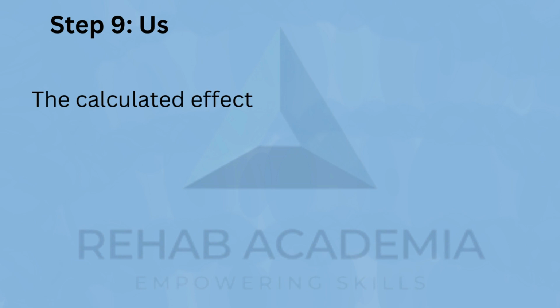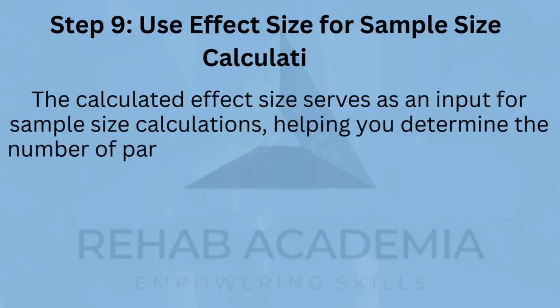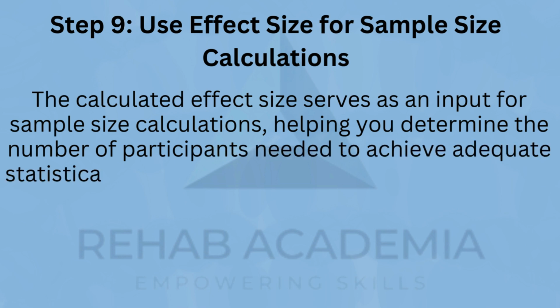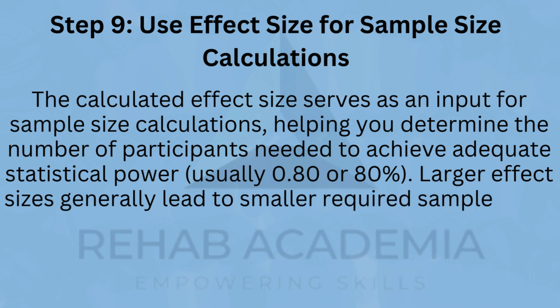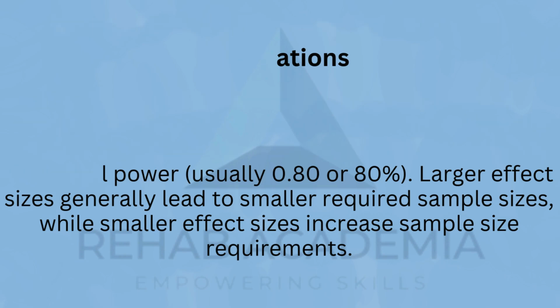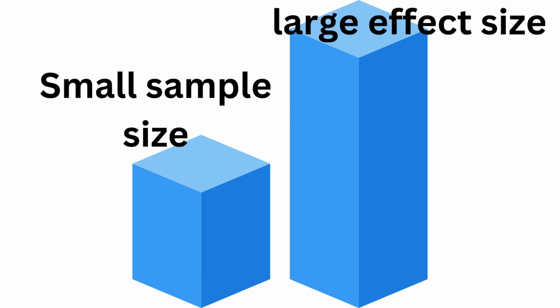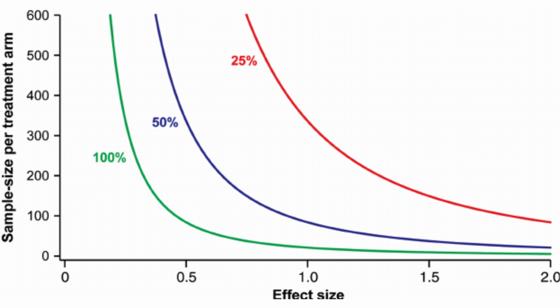How to utilize the calculated effect size for sample size calculations. The effect size you obtained serves as a crucial input for determining the number of participants needed to achieve adequate statistical power, typically set at 0.80 or 80%. Keep in mind that larger effect sizes usually result in smaller required sample sizes, while smaller effect sizes necessitate a larger number of participants. This relationship is vital for ensuring that your study is adequately powered to detect meaningful effects.